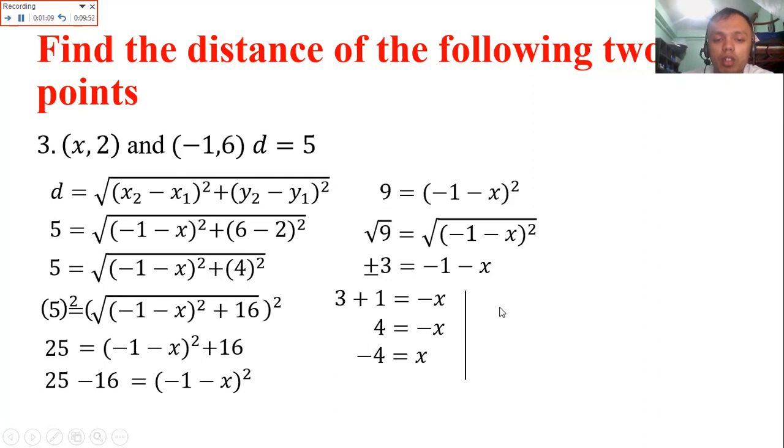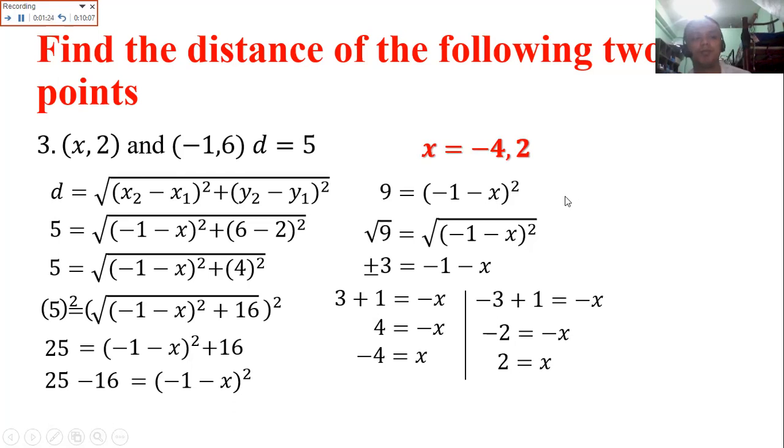The other one, negative 3 plus 1, that is equal to negative 2. Then multiply both sides by negative 1. Then your x is equal to 2. So dalawa, negative 4 and positive 2 for the value of x.